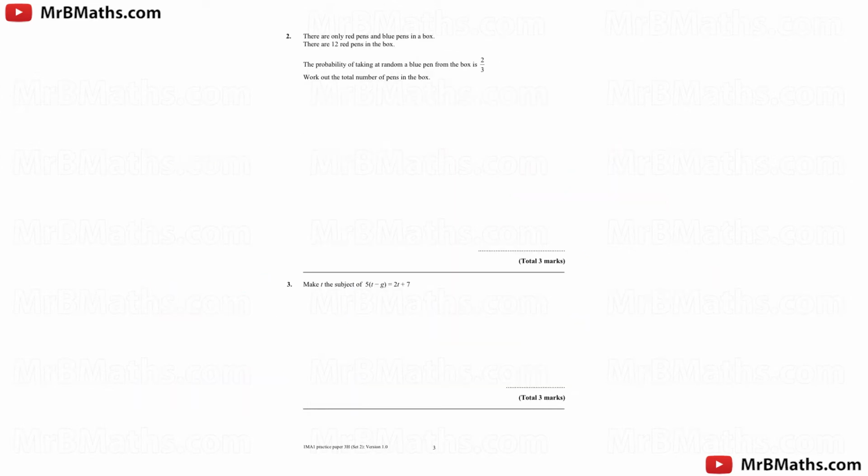Question 2. There are only red pens and blue pens in the box. There are 12 red pens in the box. The probability of taking at random a blue pen from the box is 2/3. Work out the total number of pens in the box. So if I write red and blue. Now it says there are 12 red pens, and we do not know how many blue pens there are.